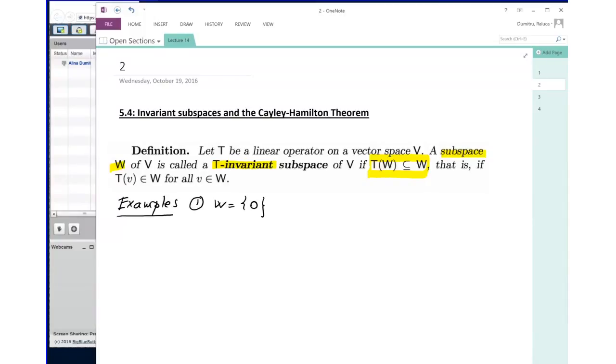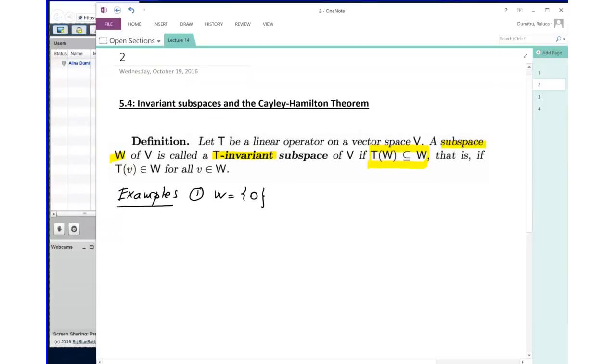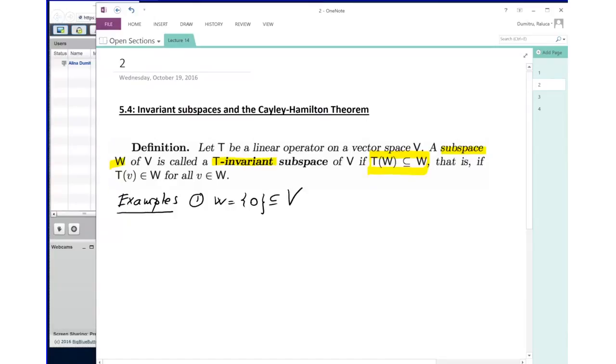So here's one choice. Very simple choice. W is containing the 0 vector only. T is an arbitrary linear transformation on this vector space V, in which I'm taking this W. What happens if I apply T to an element of W? Well, I only have one element, 0. If I apply T to 0, I get 0. So I'm still in W, right? So this set is the invariant.